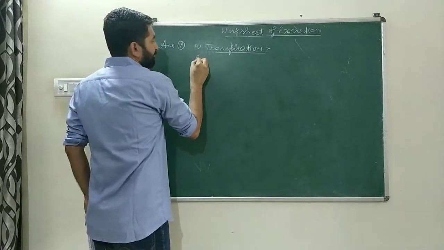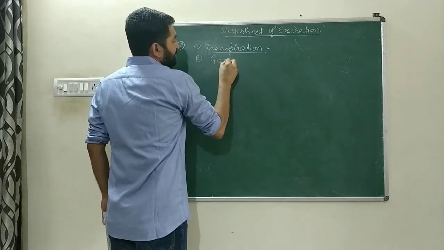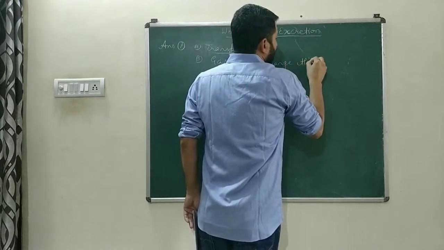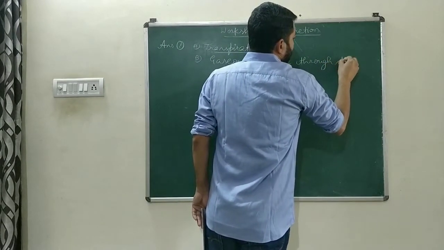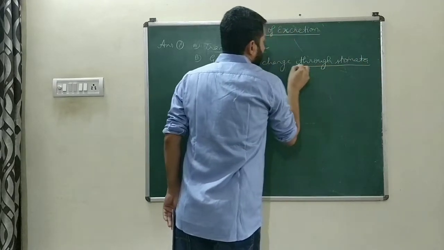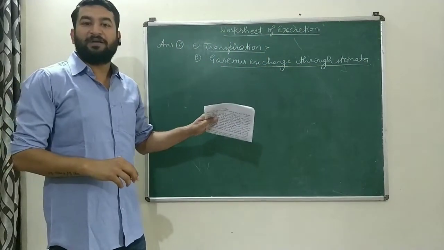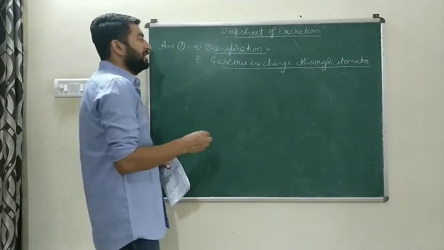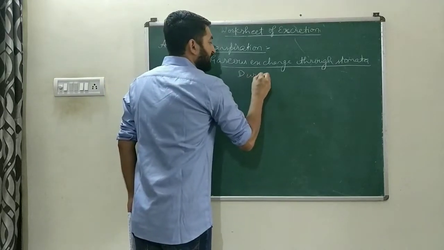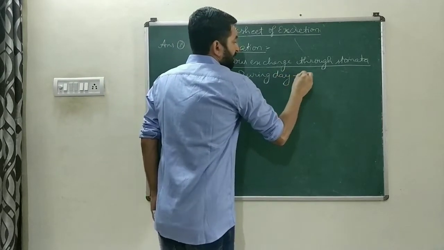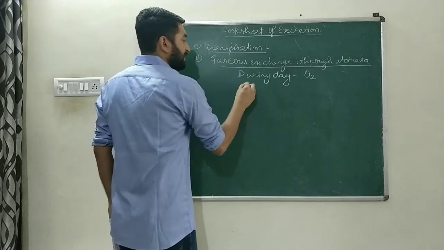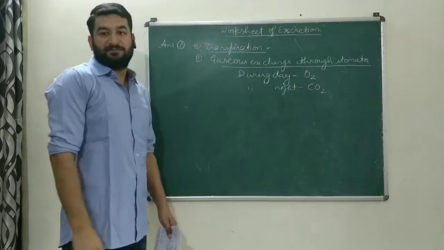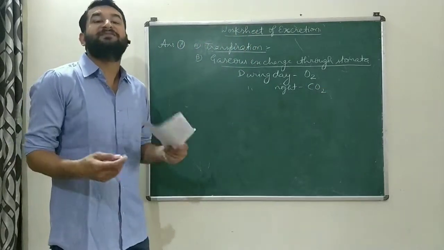Next, gaseous exchange through stomata. The stomata play the part in transpiration, as well as that same stomata help in the gaseous exchange. During the day, plants release oxygen gas, and during night, plants release carbon dioxide gas. So these are the waste materials which are removed through leaves.